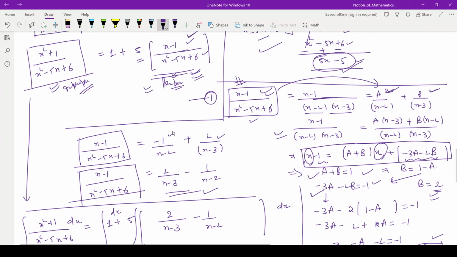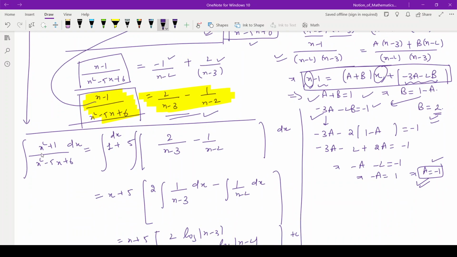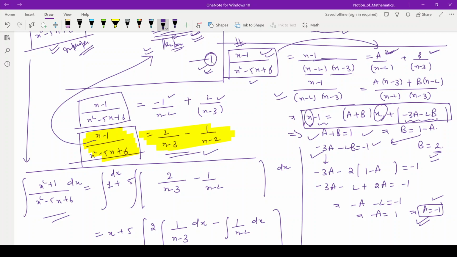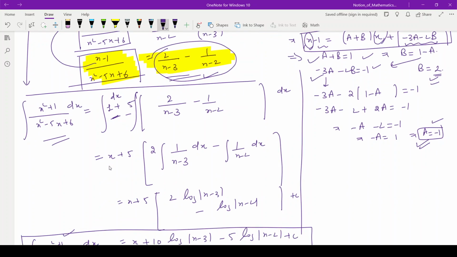So what we will do now, in this equation 1, we will be utilizing this value, which I have separately evaluated here. So this value we will be utilizing here in equation number 1. So by doing this, we will be getting this x square plus 1 upon x square minus 5x plus 6, its integration, and integration also I am taking in this equation on LHS and RHS. So it will be integration of 1 dx plus 5 into integration of what? Integration of this particular term, and then integration of dx is x here, and plus 5 and 2.